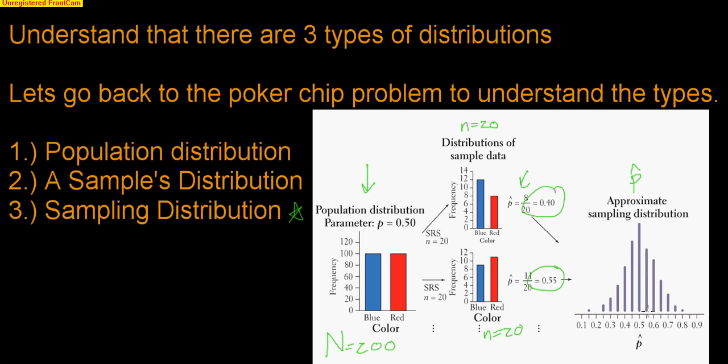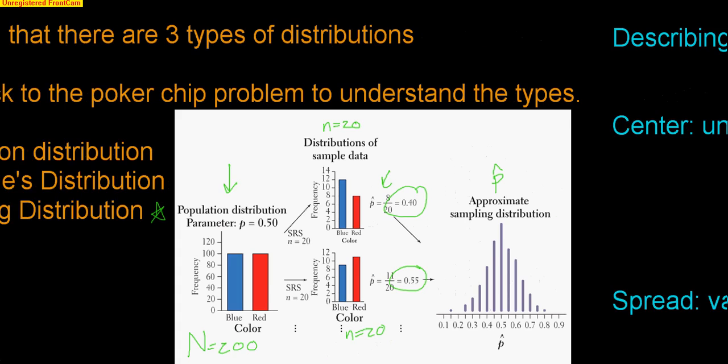And then the 55% would be one of these many dots here, but you have to understand that a sampling distribution doesn't just show a couple samples, it shows every possible sample of that size, in this case size 20. So it shows what every possible sample of that particular size would look like.